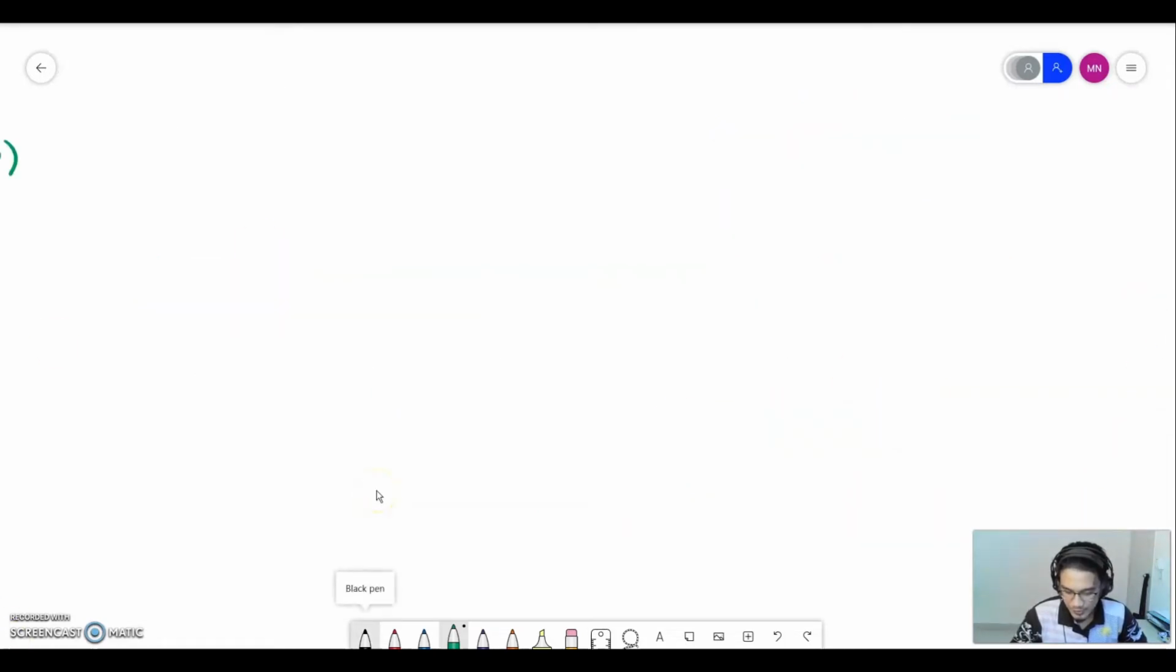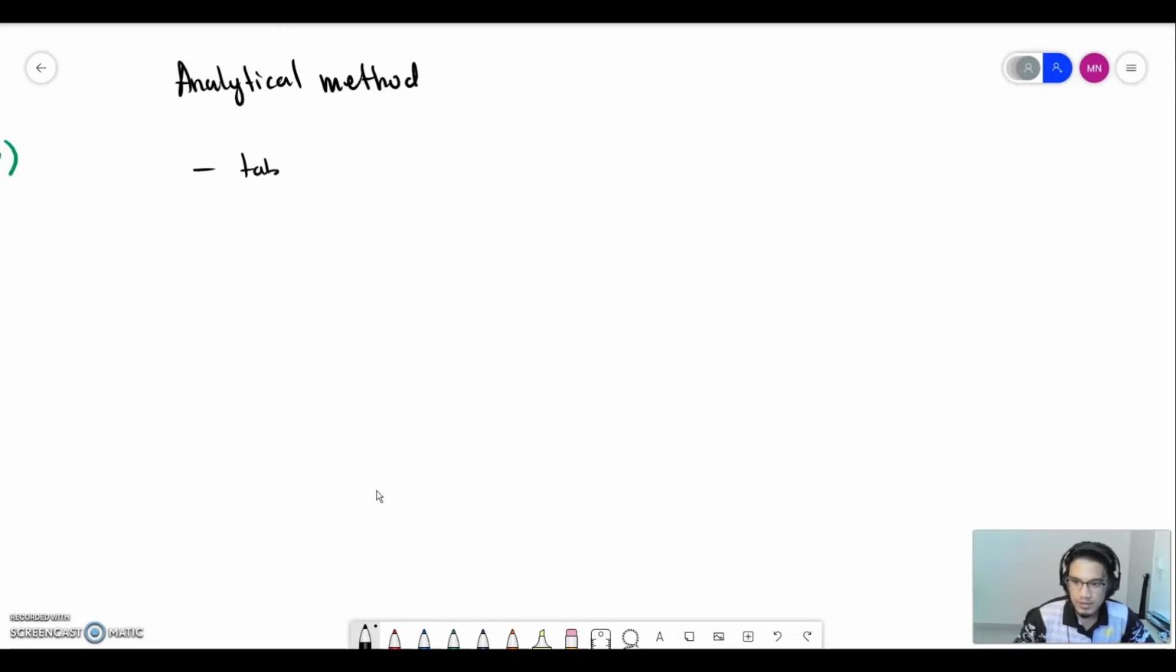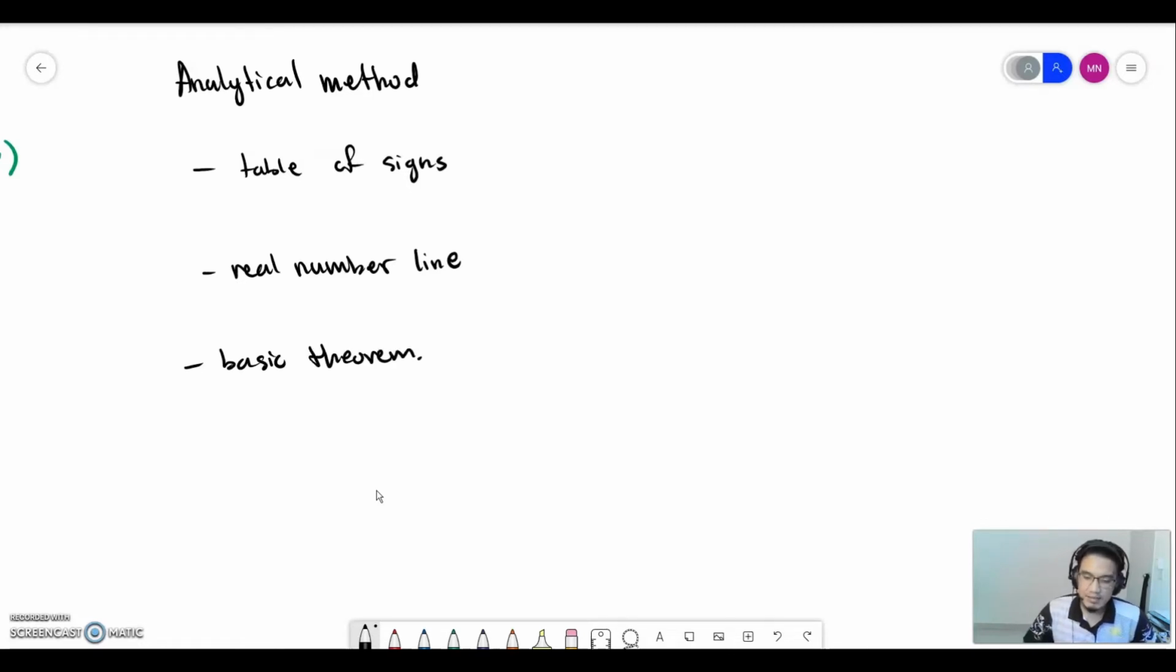Okay, now let's move on to solve quadratic inequalities by using analytical method. So there are 3 methods to solve quadratic inequalities by analytical. First method is to use table of signs. Second, we have a real number line. And third, we have a basic theorem.